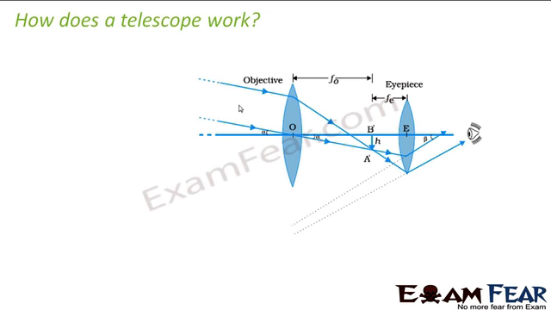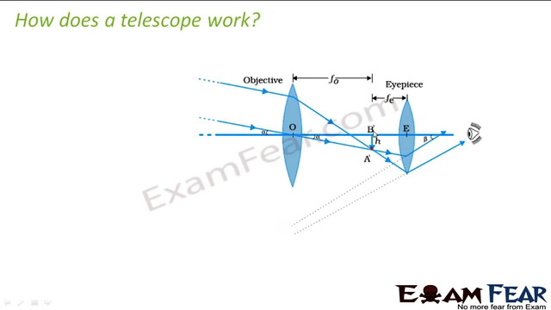Here the object is at infinity, so two parallel rays are coming from the object placed at infinity. It forms an image B dash A dash, which is a real inverted image, and this image acts as an object for the eyepiece. And as a result, an image is formed. So in this case, the image formed by the objective is again a real and inverted image, and it is at the second focal point of the objective.